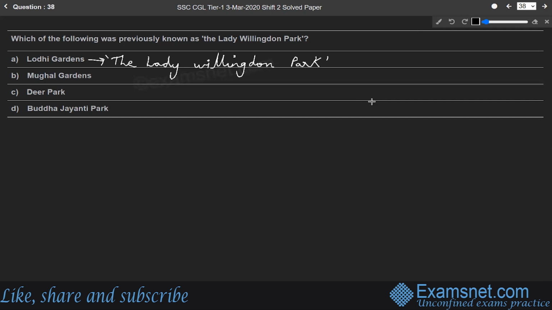First, it was named Lady Willingdon Park, and after India gained independence from British, it was then renamed to Lodhi Gardens. So it is very clear that for this question, the correct answer is Lodhi Gardens. But let us have a look at the other options too. Next option is Mughal Gardens. As the name implies, it was basically built by Mughals in the Persian style of architecture, and the designs for these gardens were finalized by Sir Edwin Lutyens.